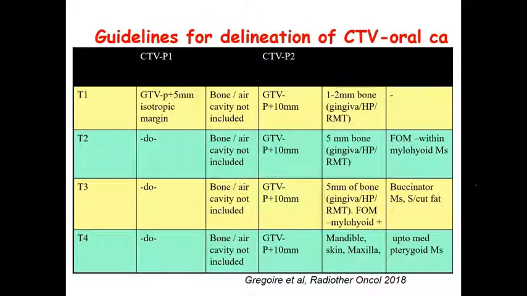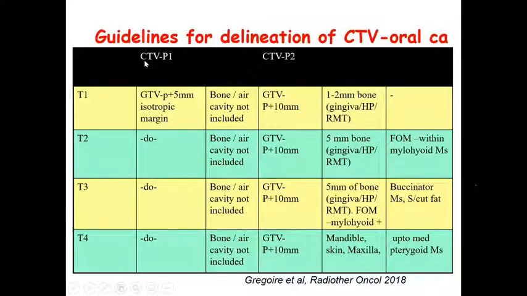So by way of example, these are very busy slides, and you can go and look up the manuscript, which describes very beautifully each site for us. Let's just look into, by way of example, the oral cavity cancers. I'll just draw your attention to, please look at the CTV-P1. This is the high risk zone. And then we will talk about the CTV-P2.